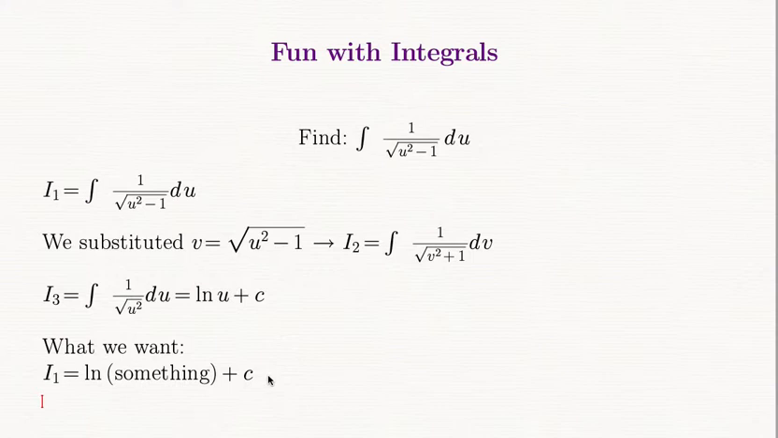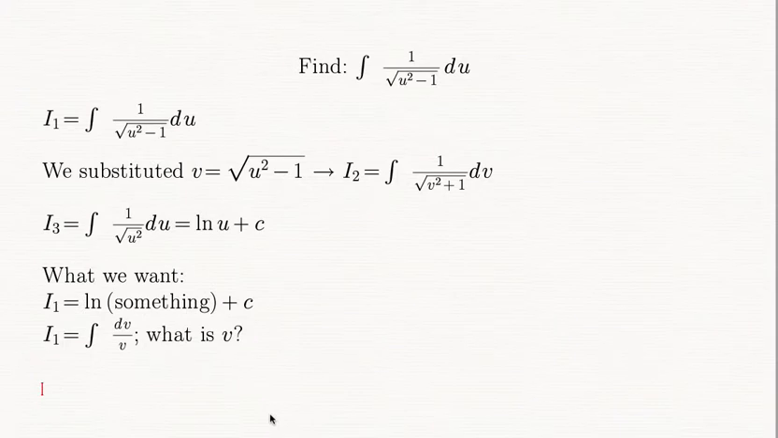Note that what we essentially want is to express I1 as integral d of some v over v. And the question is, what is v? If we can express I1 as integral dv by v for some v, then we know that I1 is equal to ln of v plus c, and that v becomes that something. So what is this v? What is that substitution?